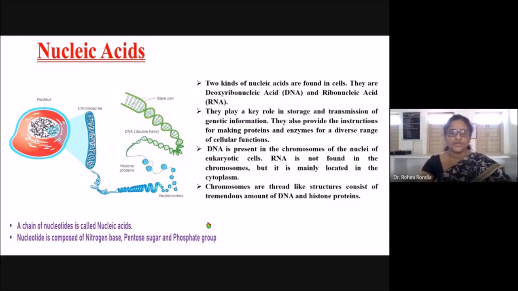There are two types of nucleic acids. They are deoxyribonucleic acid, DNA, and ribonucleic acid, RNA. So there are two types of nucleic acids present in the human cells, DNA and RNA. What is the role of these nucleic acids?